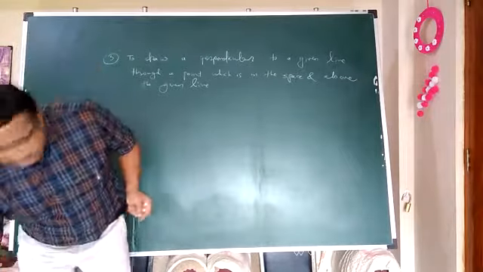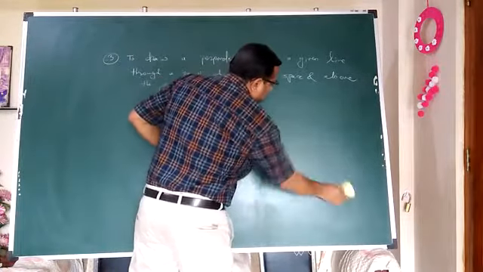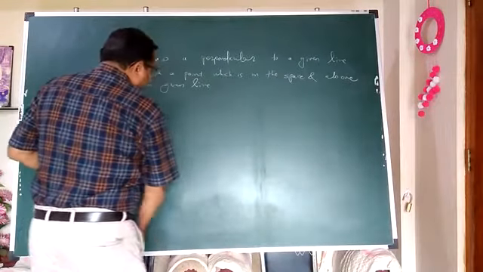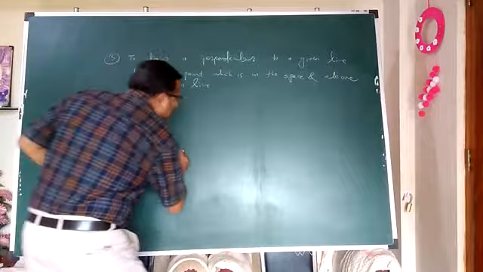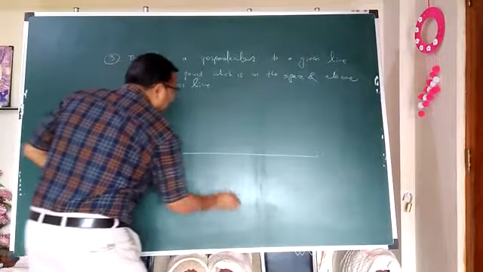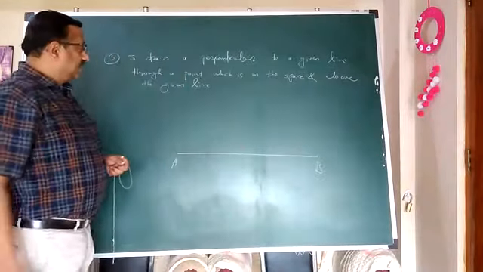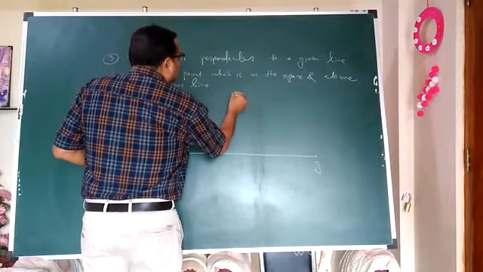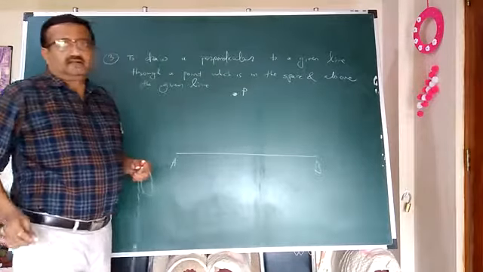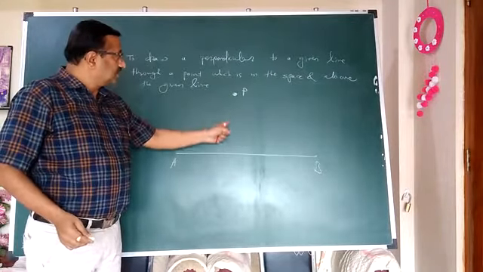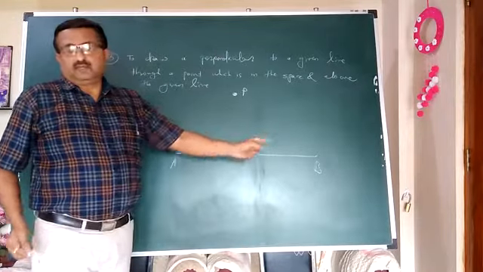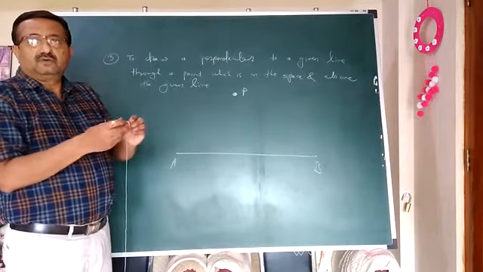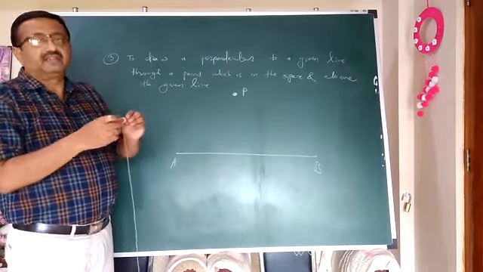In such circumstances, how do we get the perpendicular line? Suppose this is the given line AB, and somewhere in the space above the given line, a point P is lying. Now what is asked? Through P, you have to construct a perpendicular line to AB. That is geometry. Now the compass is your best friend. Without a compass, you can't do anything.